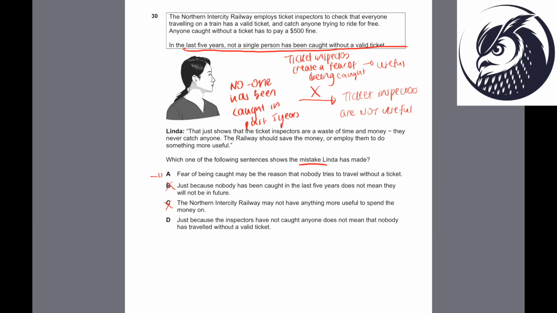Linda's trying to say that ticket inspectors are not useful. Now, if someone has been slipping through the inspector's grasp, that means probably you need more inspectors, right, to try to catch that person. So again, D doesn't really show the mistake that Linda's made in her conclusion, and therefore A is going to be our strongest option there.